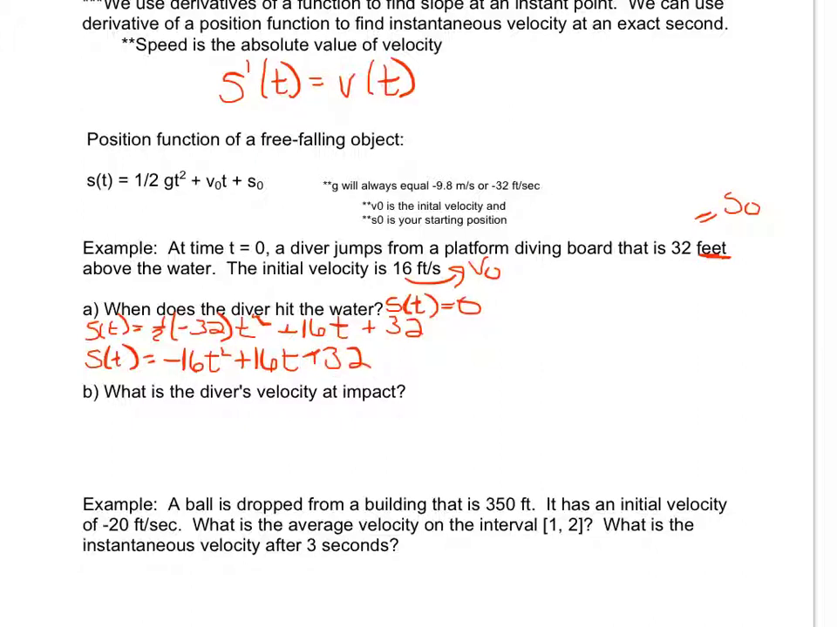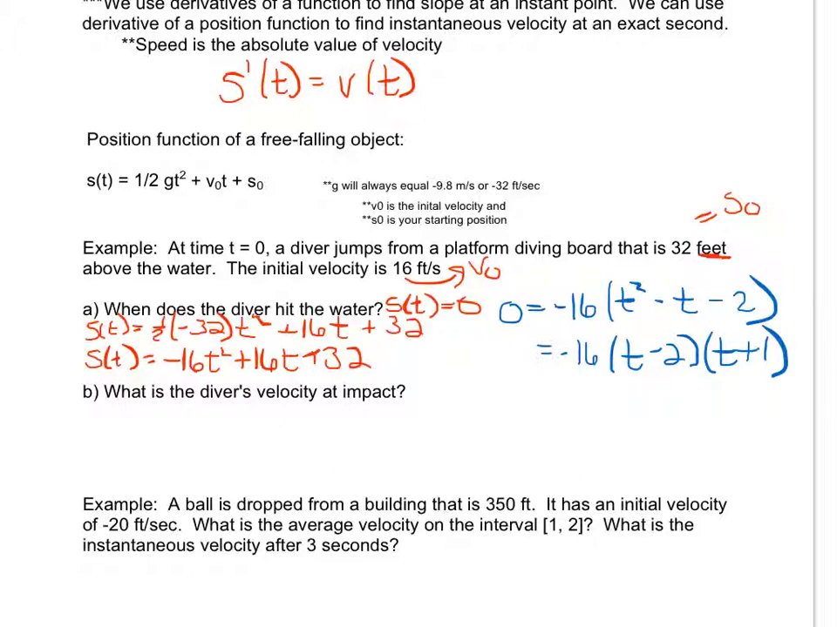So I'm going to go ahead and set that equal to 0. So doing that, I get 0 equals, and I'm going to factor a negative 16 out at the same time, and hopefully I'll be able to then factor this further. T squared minus t minus 2, which is negative 16 times t minus 2, t plus 1. I see from here I get a result of 2 and negative 1. Negative 1 does not make sense, so I'm just going to choose 2 seconds.